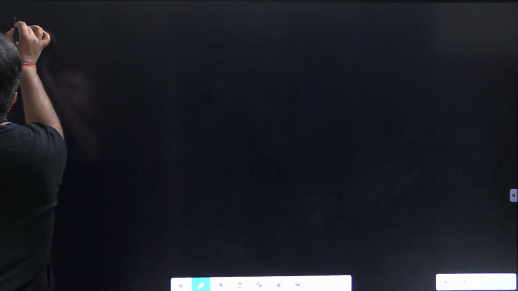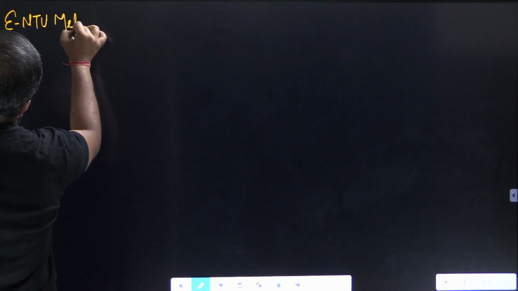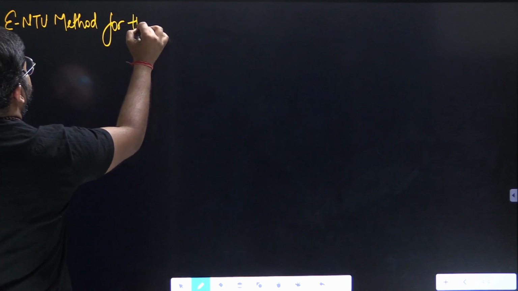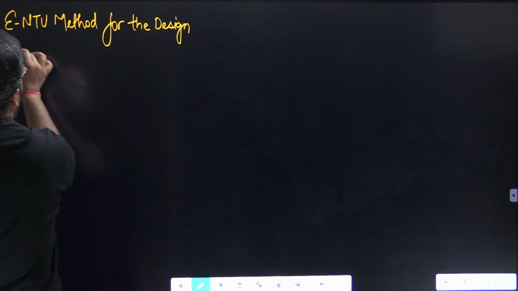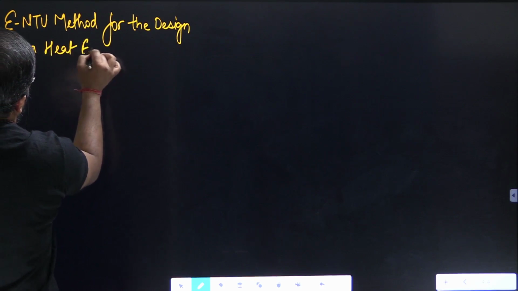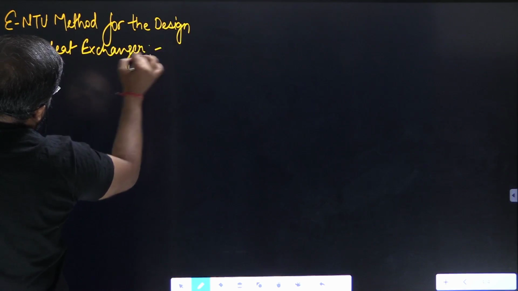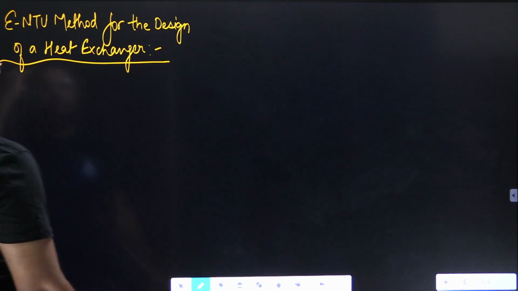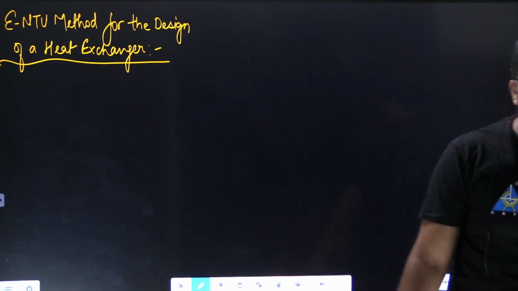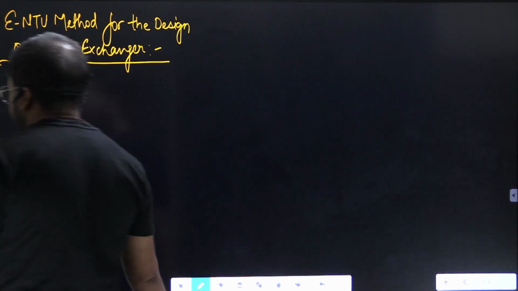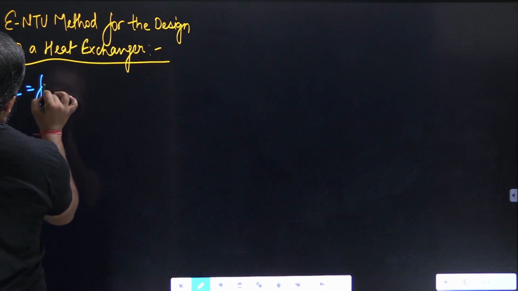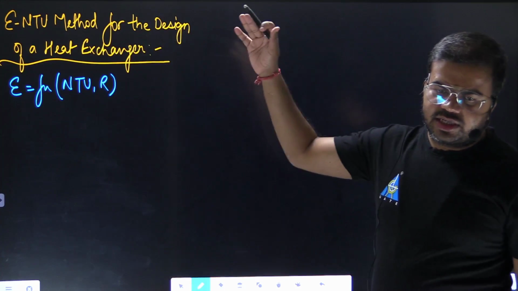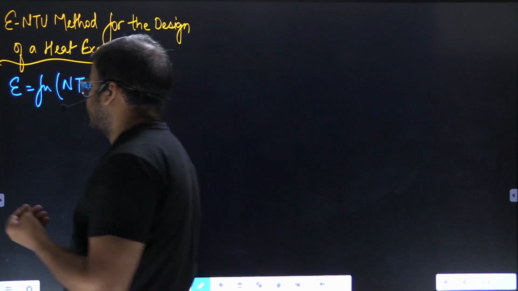Now we can go with the effectiveness NTU method for the design of a heat exchanger. So for the design of a heat exchanger, let us find out the effectiveness NTU method. Simple. Let's see. Effectiveness is a function of NTU and R. That is an observational thing, and there is a long derivation. We are not interested in that, as you know.